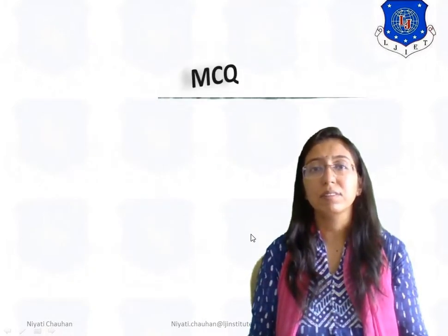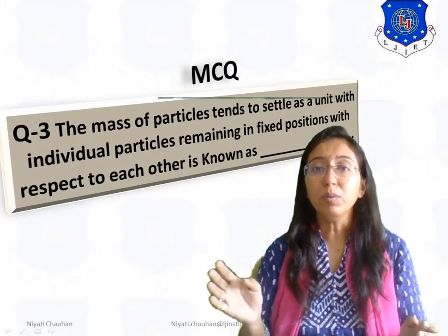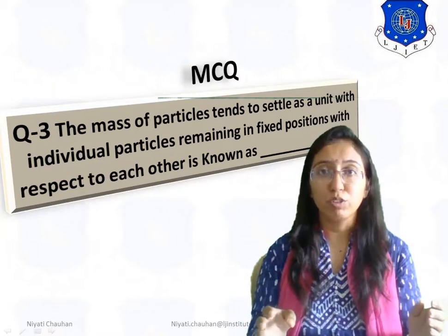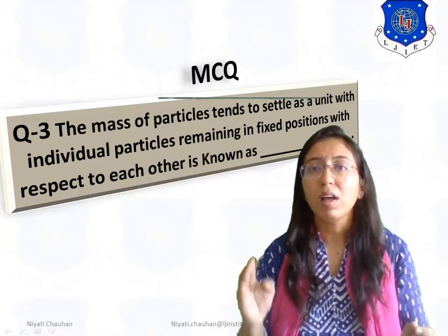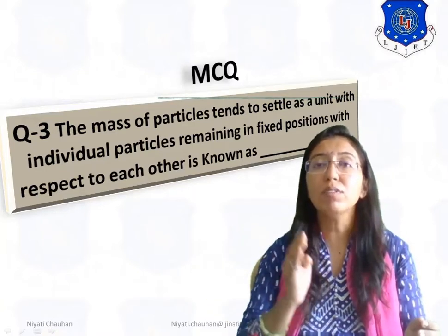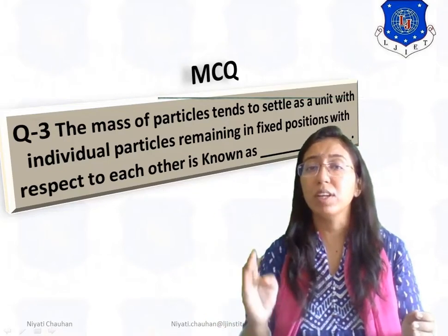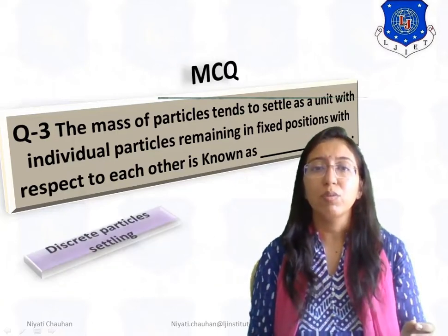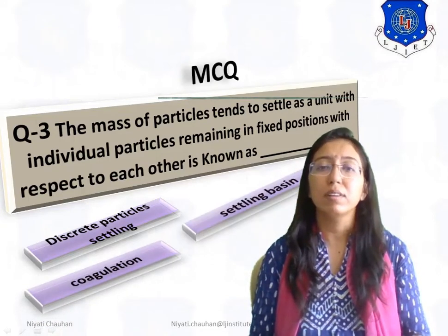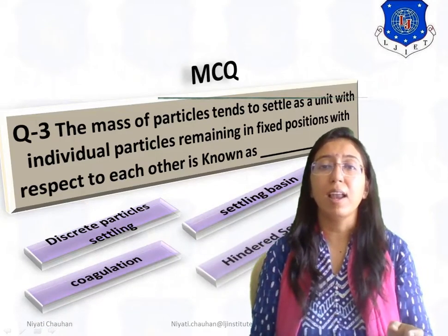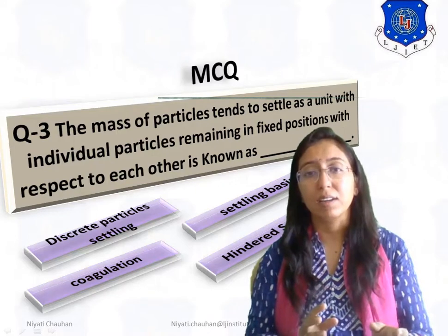Next, third question: the mass of particles tends to settle as a unit with individual particles remaining in fixed position with respect to each other is known as. First, discrete particle settling; then coagulation; then settling basin; and at last, hindered settling. So the answer is hindered settling.